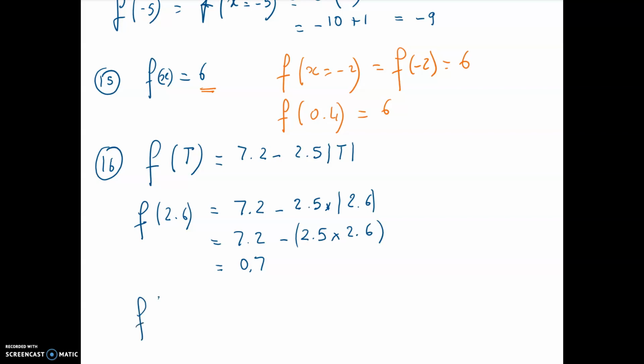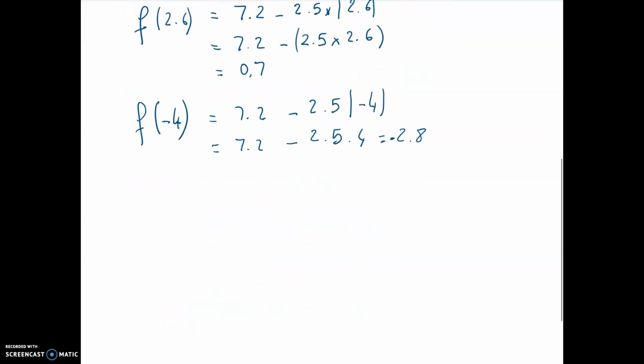Now, if I want to calculate f of negative 4, I'm going to have 7.2 minus 2.5 times the absolute value of negative 4. The absolute value of negative 4 is going to be positive 4, so it's 7.2 minus 2.5 times 4, which equals negative 2.8.